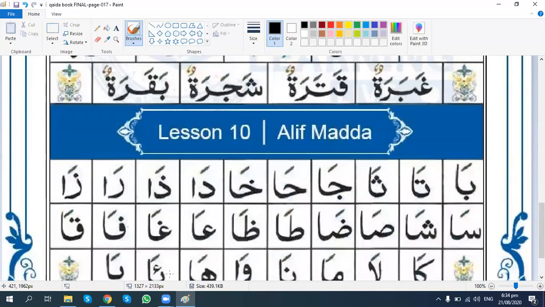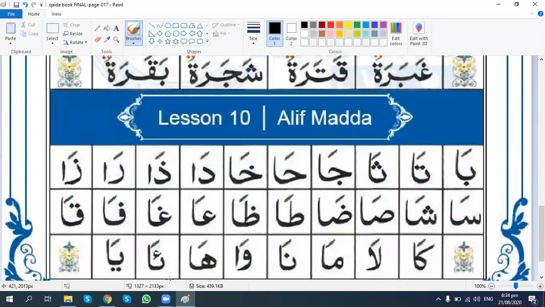Then we will start our new lesson, lesson number 10. So, what do you think? Can we continue or stop here because you want to practice? Continue. It's easy. Okay. So here we have lesson number 10, which is about Alif Madda.